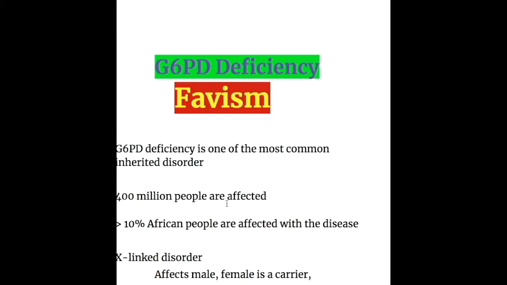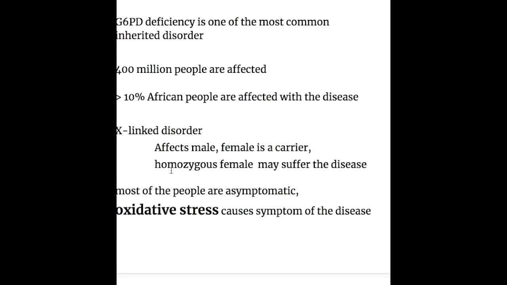So glucose 6-phosphate dehydrogenase deficiency is one of the most common inherited disorders. 400 million people are affected by the disease, and more than 10% of African people are affected. It's an X-linked disorder that affects males. Females are carriers, but a homozygous female may suffer from the disease. Most of the people are asymptomatic.